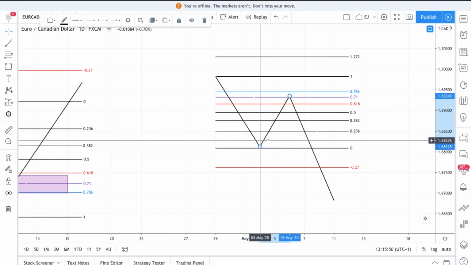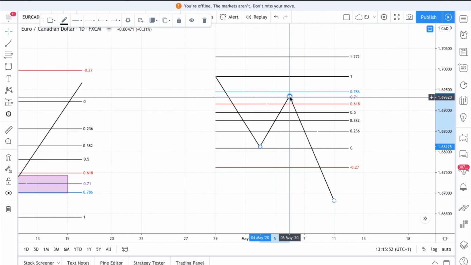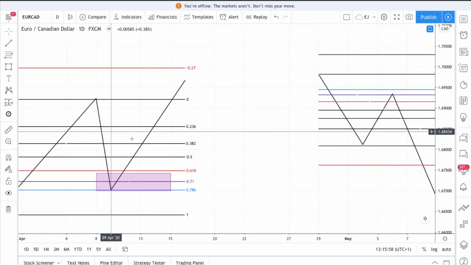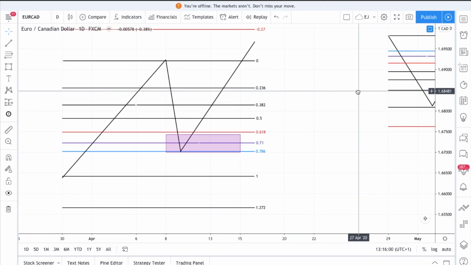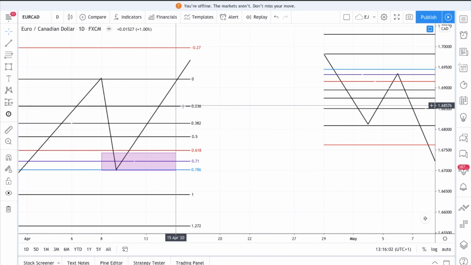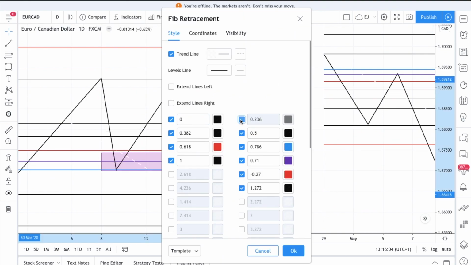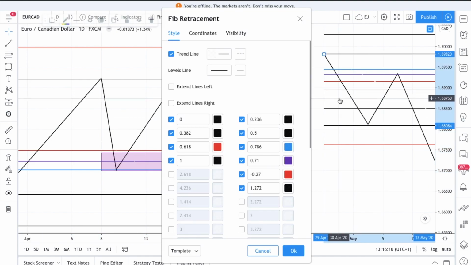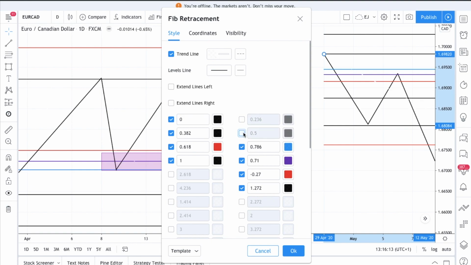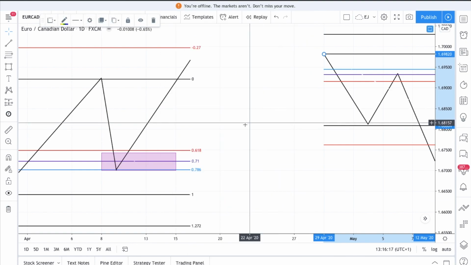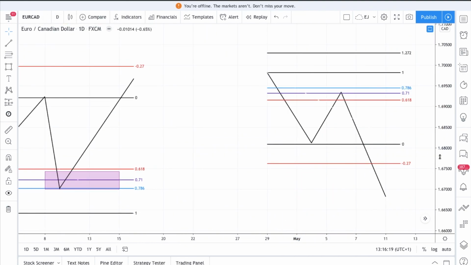Now we're looking for the pullbacks before we continue selling into the market, as it's just the opposite of what this is doing. So let's just get rid of these markings right now. They're irrelevant. You guys can use them, but I personally don't use them.